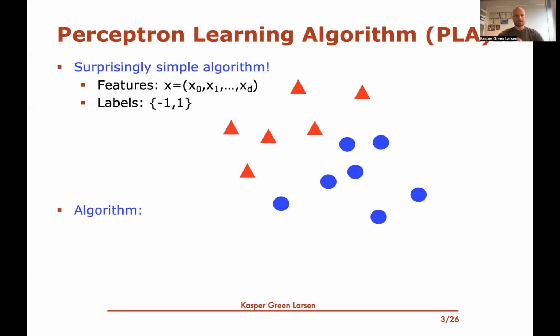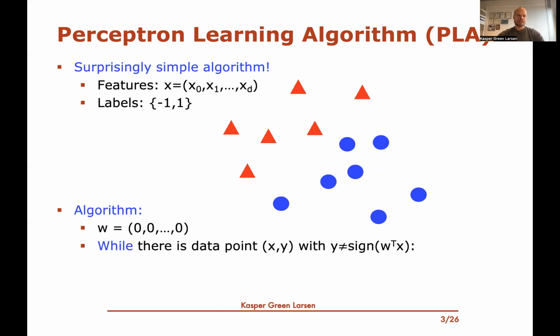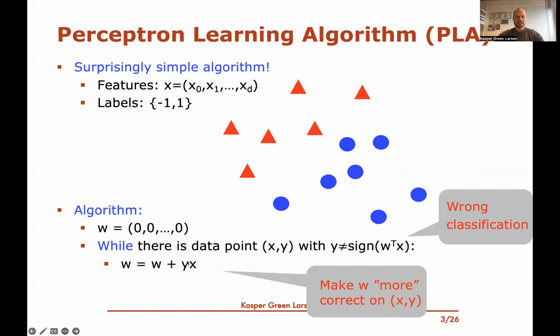We saw that the perceptron learning algorithm was a really simple algorithm. If you have your data with features x0 up to xd and labels -1, +1, the algorithm is just: initialize W, say to all zeros, and then while there is a data point that is currently misclassified, that is, you compute the sign of the inner product and compare it to the true label, and if one is mispredicted, then you update your W by adding the label times X to W. The basic idea that we also looked at earlier was that this, in some sense, makes W more correct, at least on this misclassified example X, Y. And then at the end, when there are no more misclassified points left, you return W.